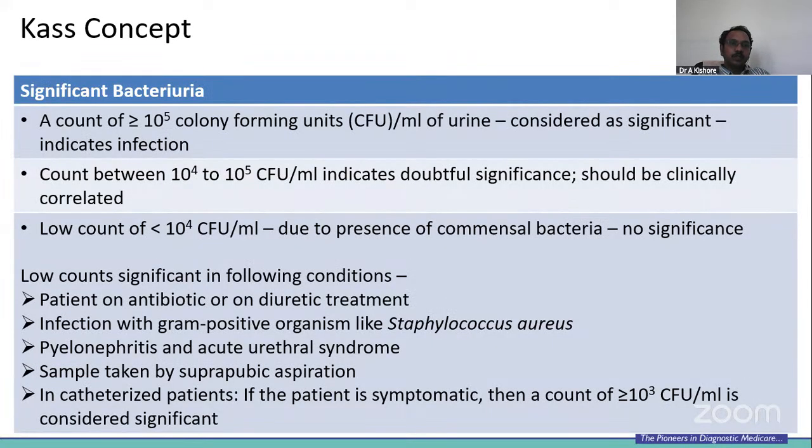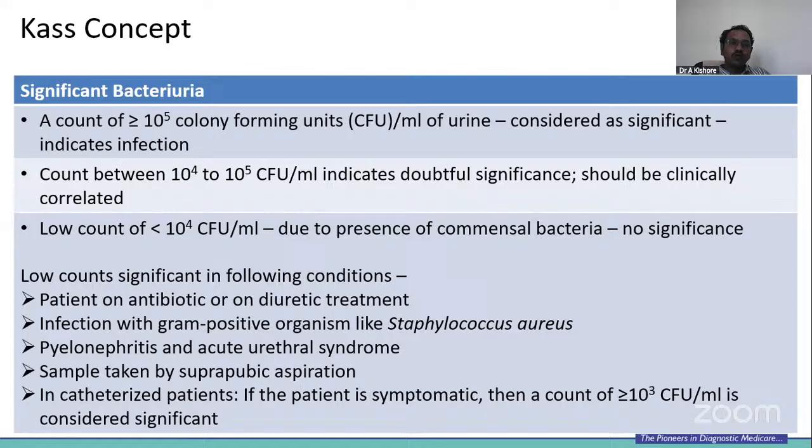So the Kass concept defines significant bacteriuria as a count of greater than or equal to 10 to the power of 5 colony forming units per ml of urine, which indicates an infection, whereas counts between 10 to the power of 4 and 10 to the power of 5 colony forming units per ml indicate doubtful significance and should be clinically correlated. And if the counts are less than 10 to the power of 4 colony forming units per ml, due to the presence of commensal bacteria, these counts might be there and are of no significance.